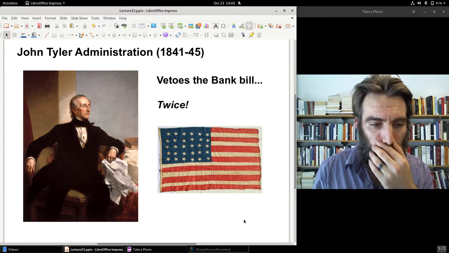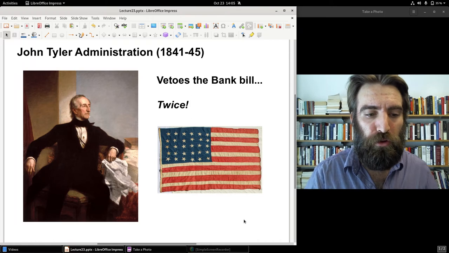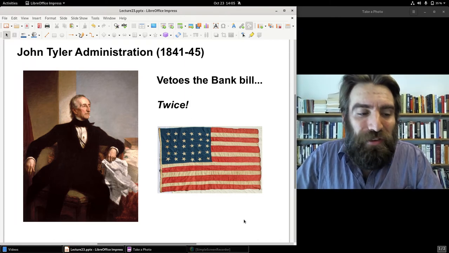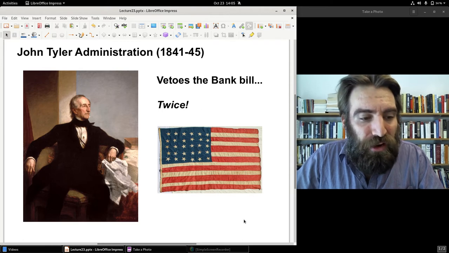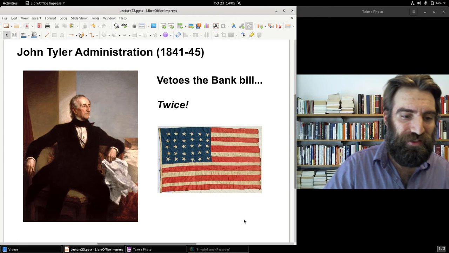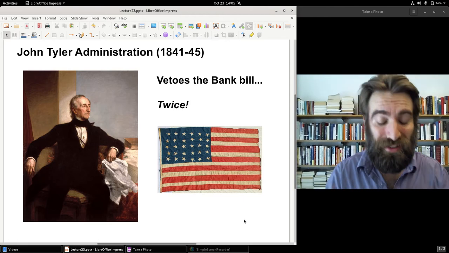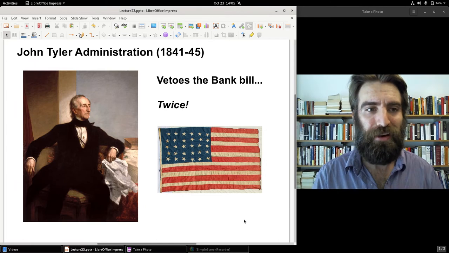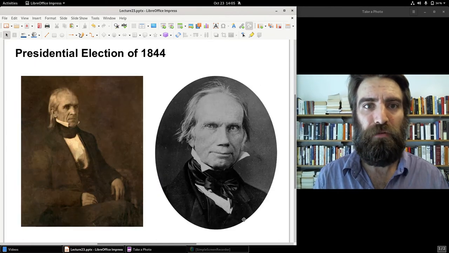Whig newspapers called Tyler, quote, the executive ass. Effigies of Tyler in New England were burned in public squares. Huge debacle. Clay just cannot believe it. Well, Tyler, needless to say, doesn't get the Whig nomination in 1844.